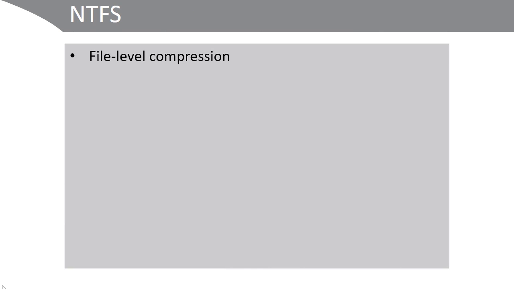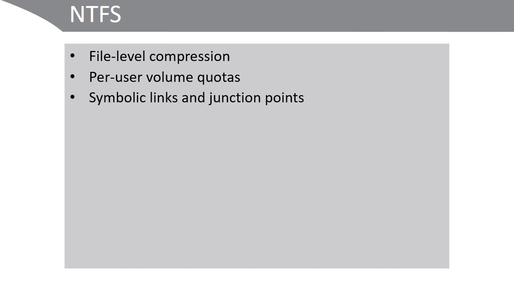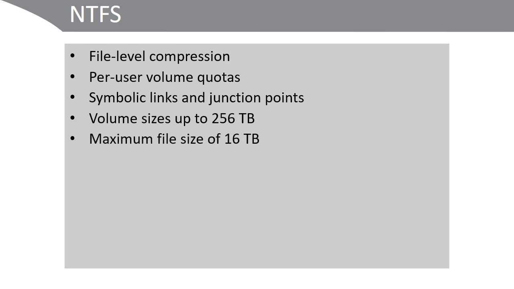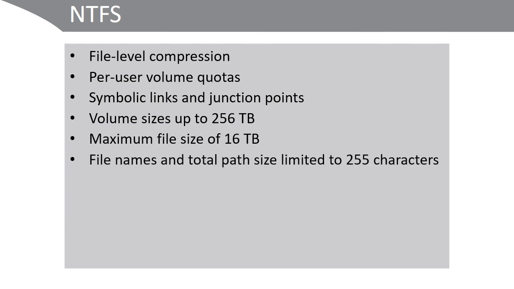NTFS supports file-level compression, so you can individually compress specific files and folders. It supports per-user volume quotas, so for an individual user you can specify how much disk space they can consume on an NTFS volume. Symbolic links and junction points are supported. Volume size is up to 256 terabytes. A maximum file size of 16 terabytes. File names and total path size is limited to 255 characters.